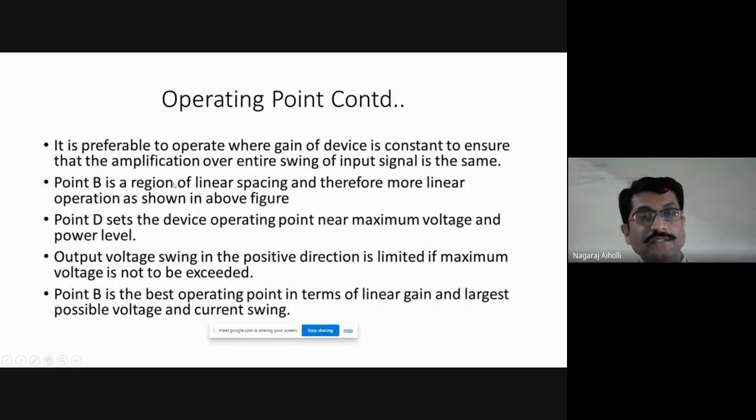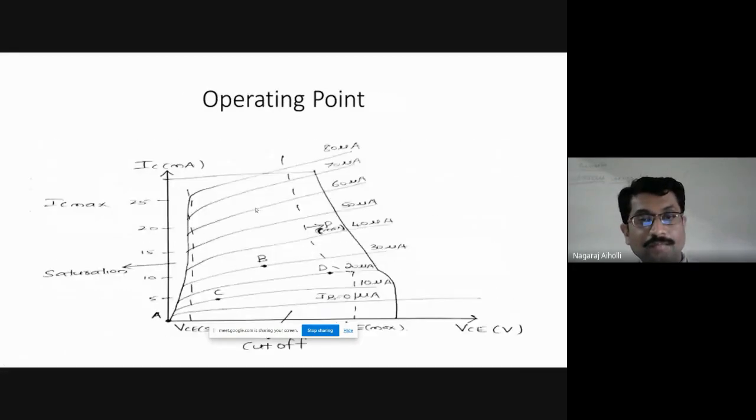Therefore, what is the conclusion? It is preferable to operate where the gain of the device is constant to ensure that proper amplification over the entire range of input signal is the same. Point B is a region of linear spacing. If we consider point B, there is linear spacing between the base current curves, and therefore more linear operation will occur when we operate the transistor in this region of point B.